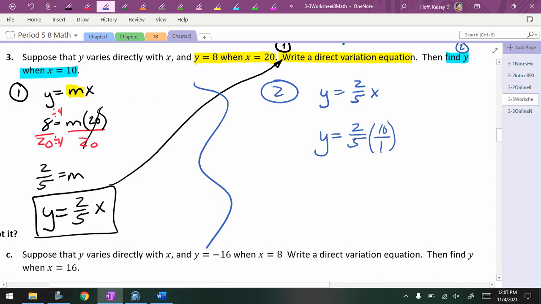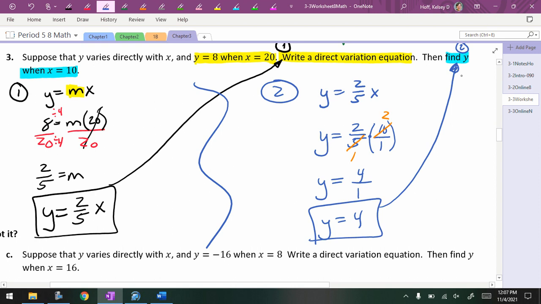Everybody good with that? Now I'm multiplying these. What's the first thing I should do? Simplify. What two numbers? 5 and 10. 5 becomes a 1, 10 becomes a 2. Now multiply across, top times top, bottom times bottom. In other words, y equals 4. There's my two answers. Y equals 2/5 x is the equation that we can create, and then I can use that equation to find my next y value. If you can stay organized in two columns like that, you'll be fine every single time.